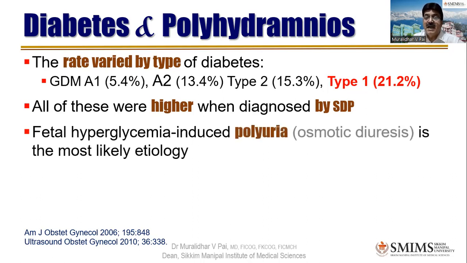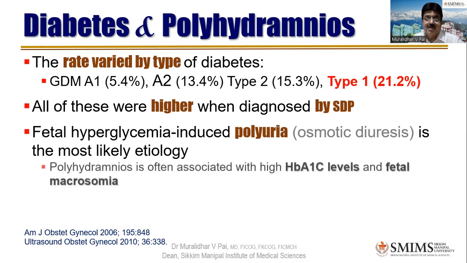Fetal hyperglycemia induced polyuria, that is osmotic diuresis, is very, very obvious. When the mother has hyperglycemia, it is transferred to the fetus. The fetus has hyperglycemia, and we all know polyuria in diabetic patients. The same thing happens for the fetus, and the fetus will overproduce. Here, the problem is not that of decreased swallowing. It is the problem of increased production and not maintaining the balance. The amniotic sac absorption is not very effective in this particular patient. So the net result is polyhydramnios.